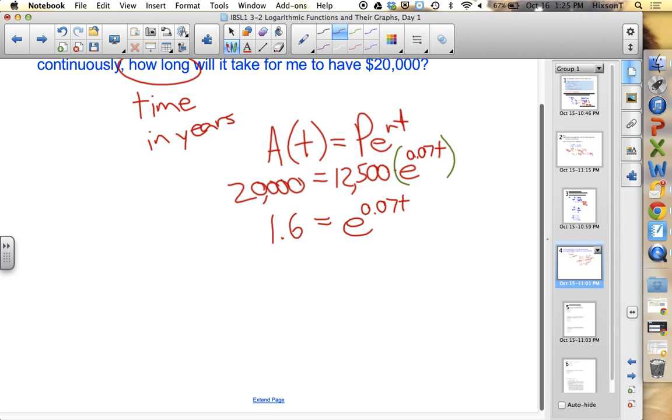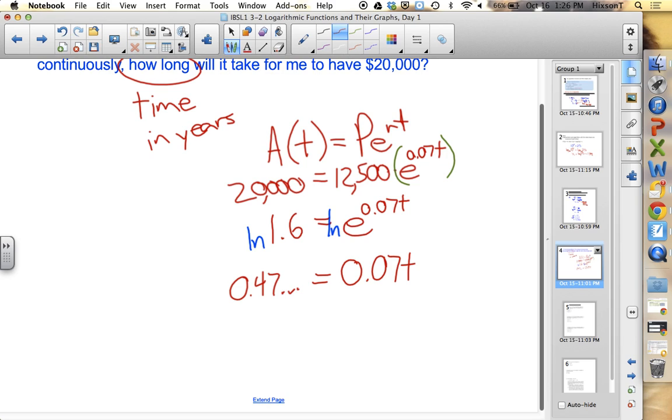Now we're going to take the natural log of both sides. So we have 0.07t. That was the whole point, to undo the exponential and return just the exponent. Well, what does that come out to? Natural log of 1.6 is a very small number, 0.47, pretty much. So 0.47 and so on.